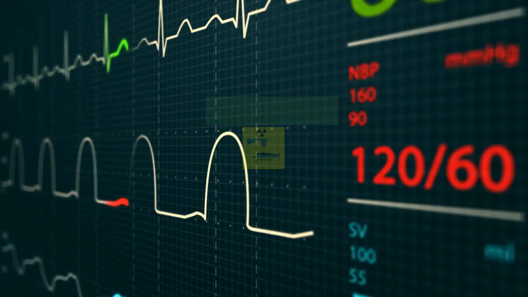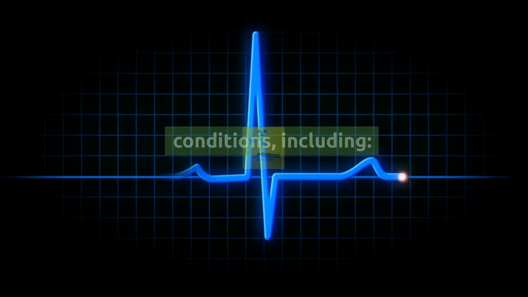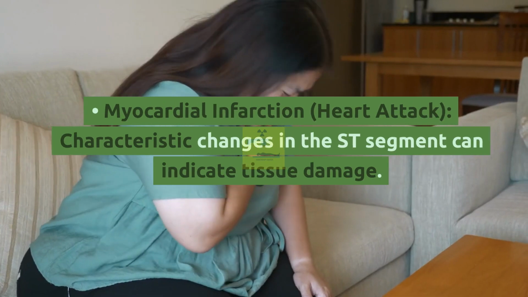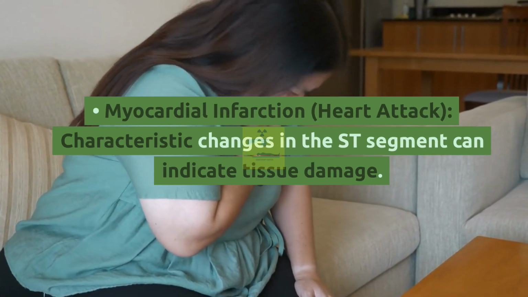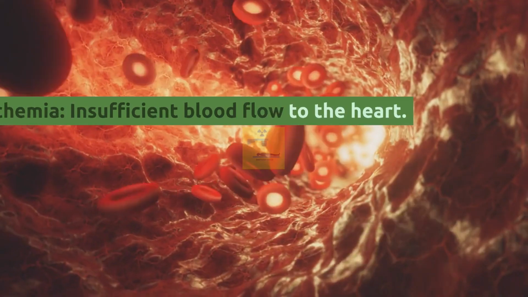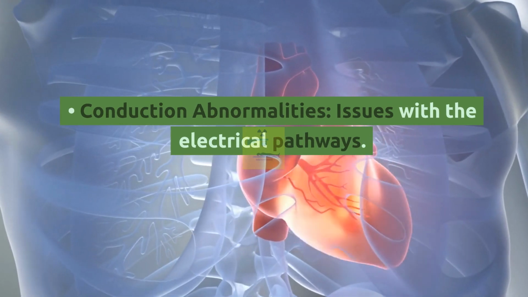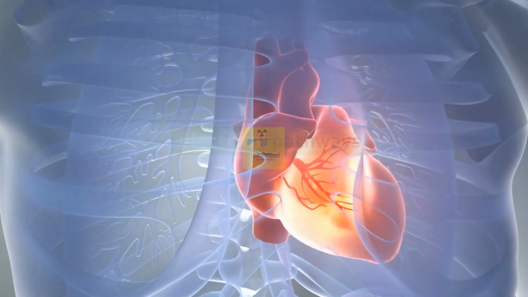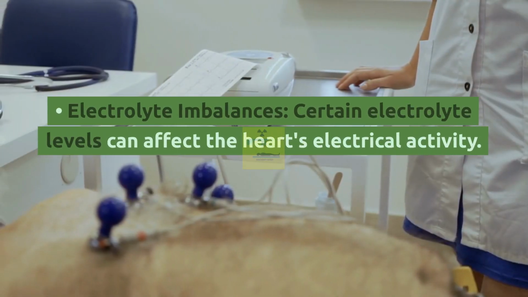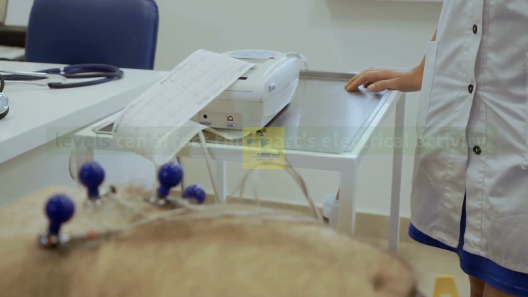Uses of ECG. ECGs are crucial for diagnosing various heart conditions, including arrhythmias, irregular heart rhythms, myocardial infarction, heart attack. Characteristic changes in the ST segment can indicate tissue damage. Ischemia, insufficient blood flow to the heart. Conduction abnormalities, issues with the electrical pathways. Hypertrophy, enlargement of the heart chambers. Electrolyte imbalances. Certain electrolyte levels can affect the heart's electrical activity.